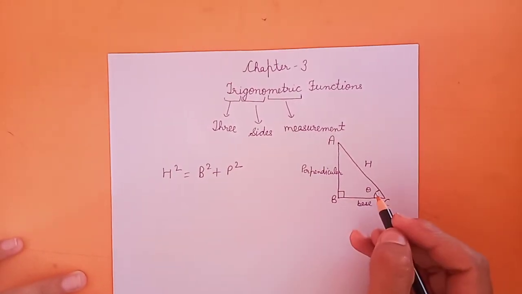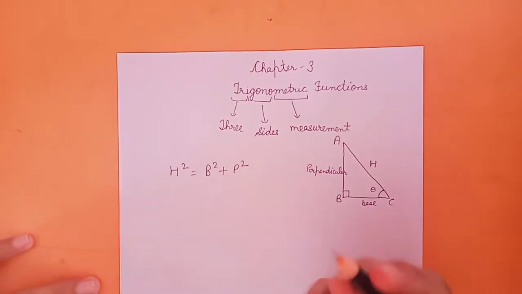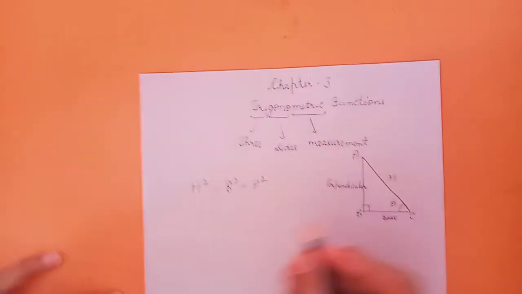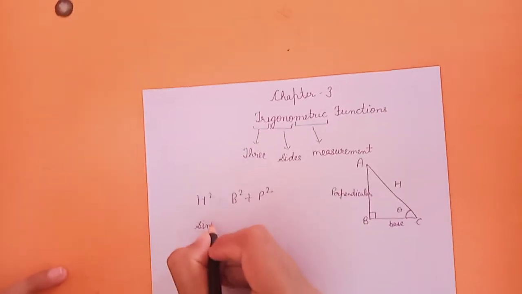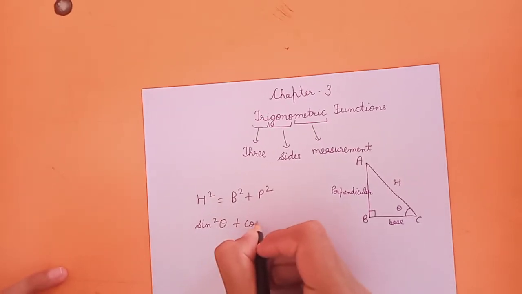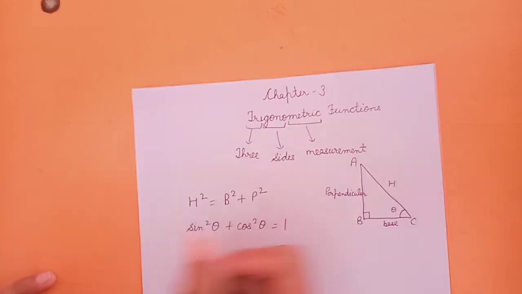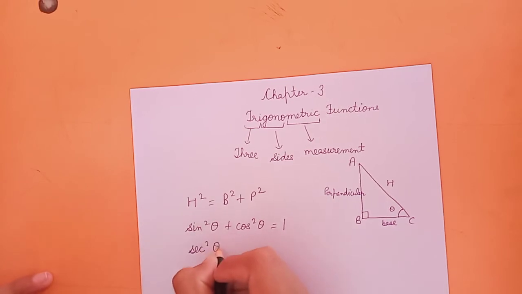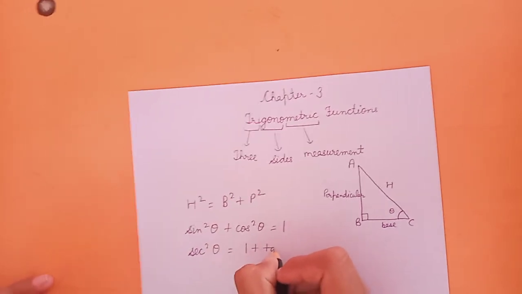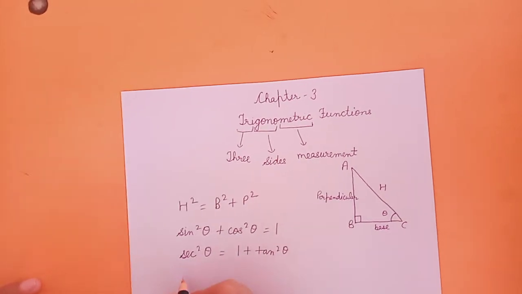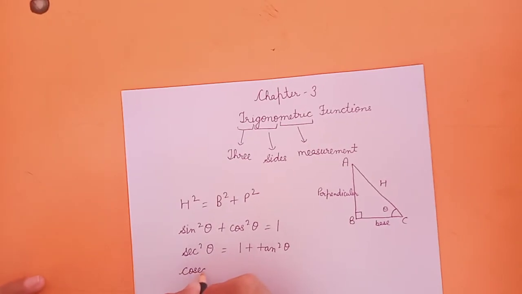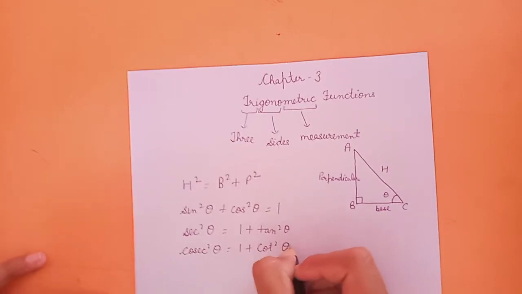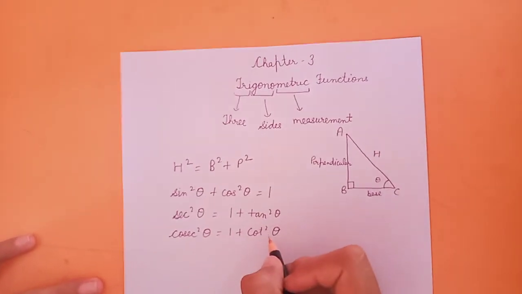We all have heard about this formula, and in 10th class we formed 3 equations which will be very helpful in our 11th and 12th trigonometry. They are: sin square theta plus cos square theta is equal to 1, secant square theta is equal to 1 plus tangent square theta, and cosecant square theta is equal to 1 plus cot square theta. I hope you all remember them.